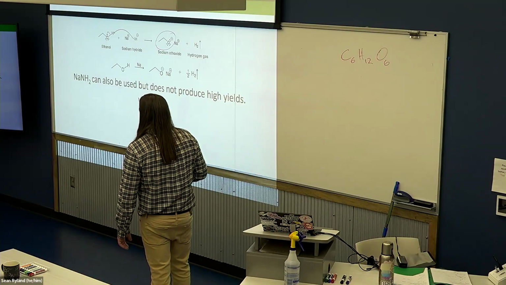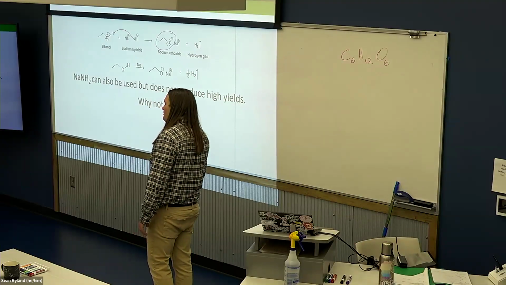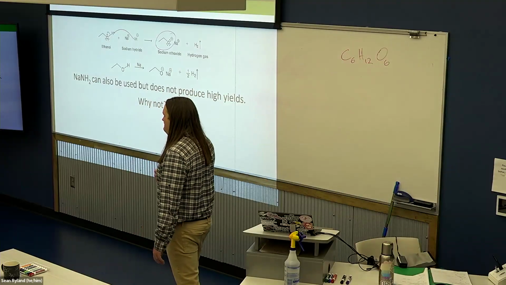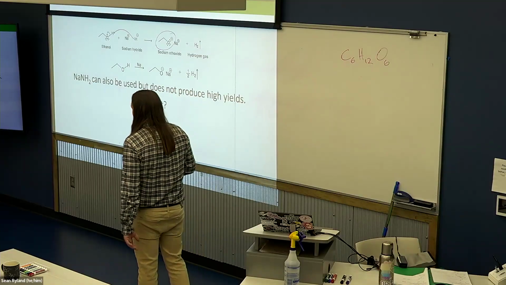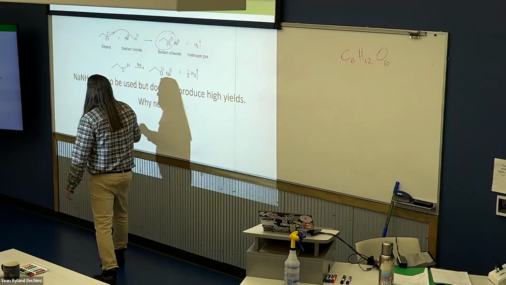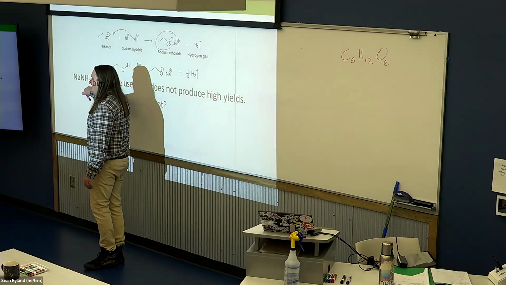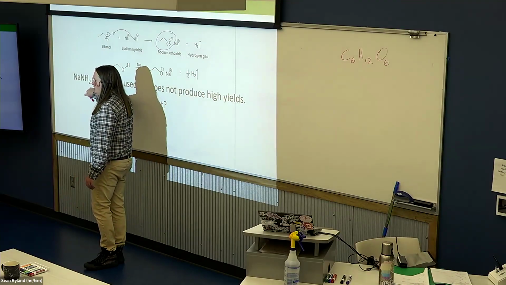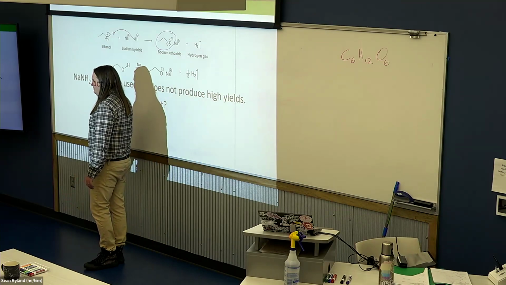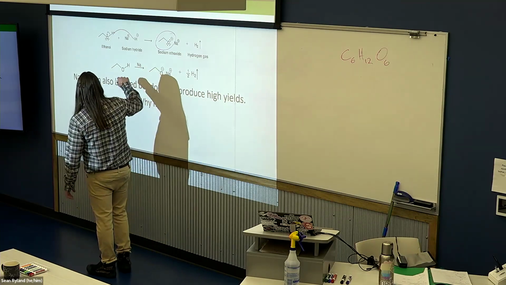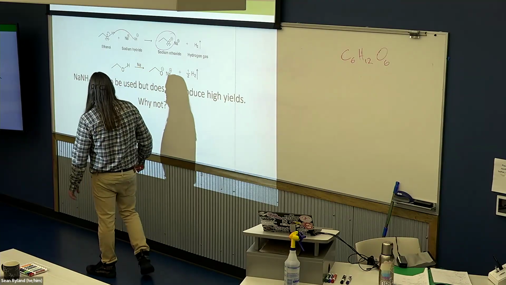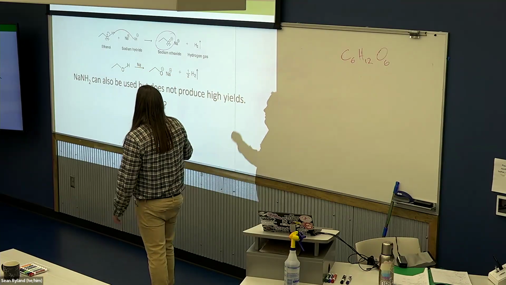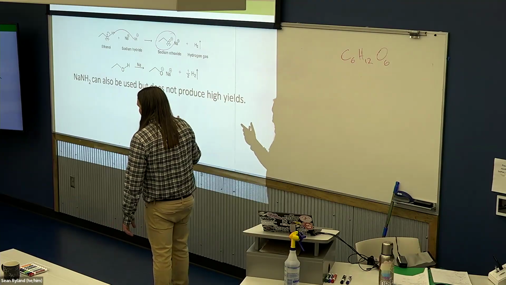Why might that be the case? It's not going to attack super well, and we're going to make something that is also a weak acid too. So even though NaNH2 is very basic, we're still going to wind up being limited by equilibrium.